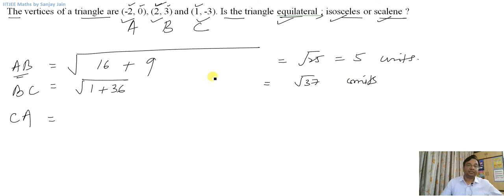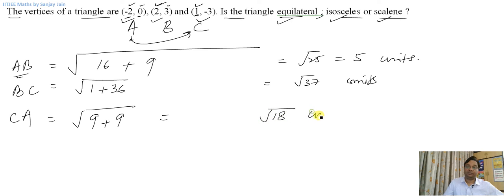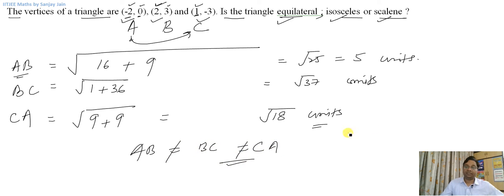Right? And then I need to find AC. To find AC, minus 2 minus 1 that is minus 3, squared will give me 9. 0 minus minus 3 that is 3, squared will again give me 9. So 9 plus 9, square root will give me root 18 units. As we can see, AB is not equal to BC, is not equal to CA, which means the triangle in question is a scalene triangle.